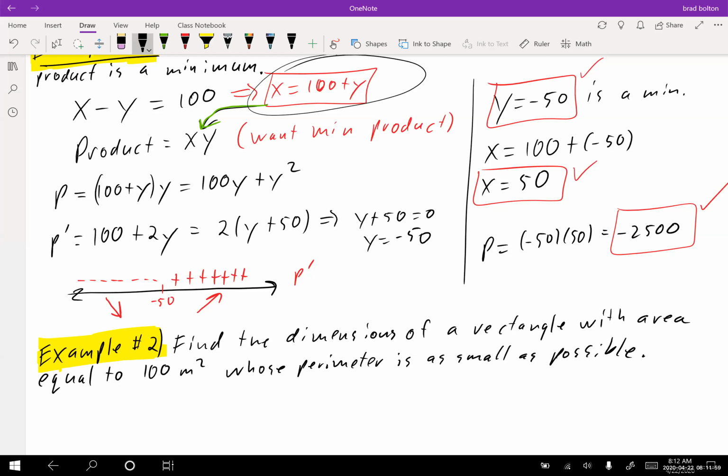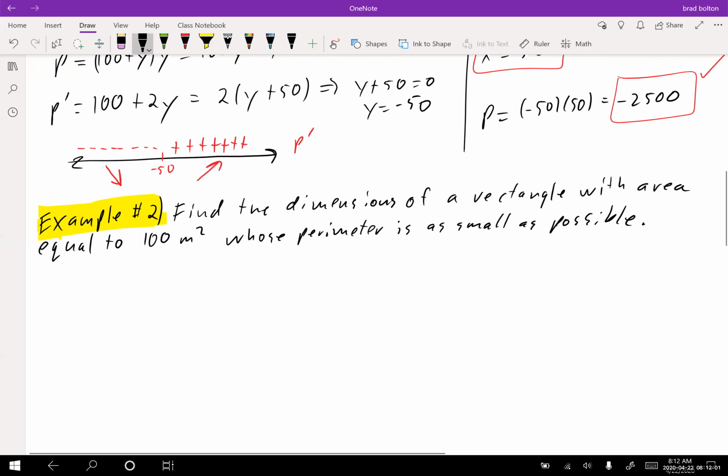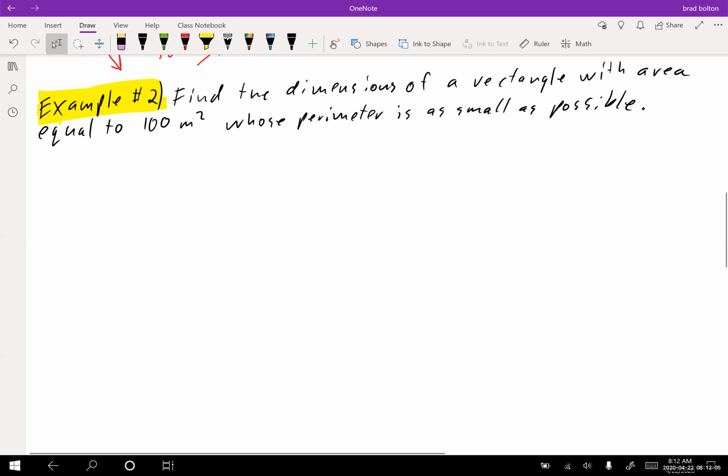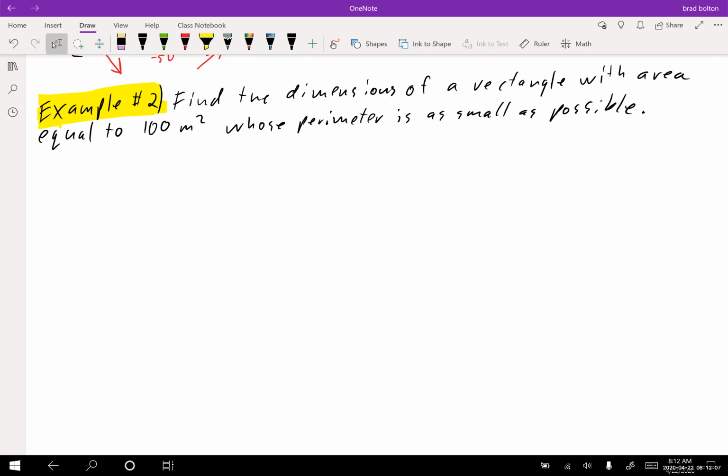So I think in the homework you guys will see quite a few of these. I think there's 2 or 3 minimum of these, so make sure you take a look at this problem and go through that. So I have another problem involving a rectangle, and it says find the dimensions of a rectangle with an area equal to 100 meters squared whose perimeter is as small as possible.